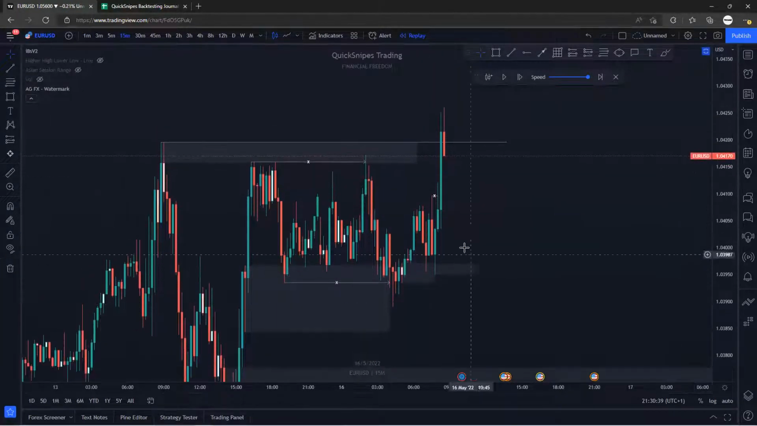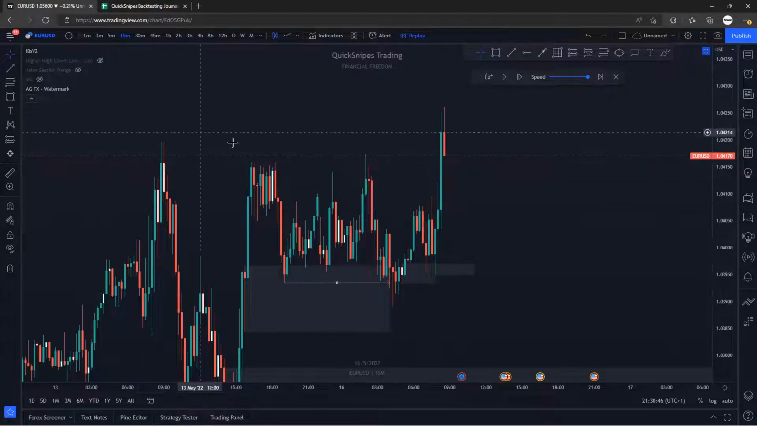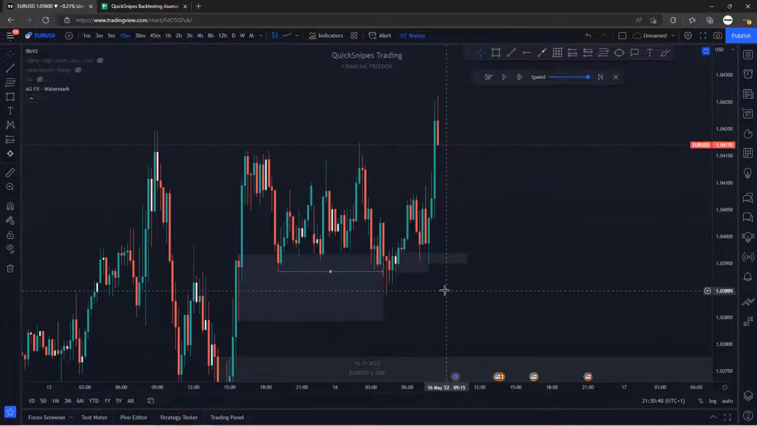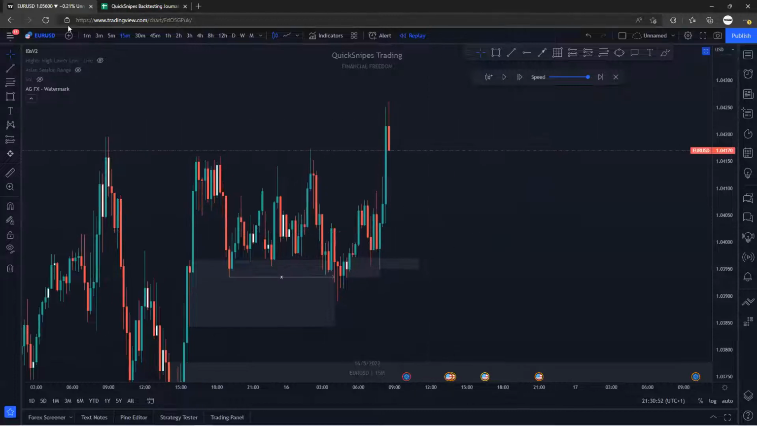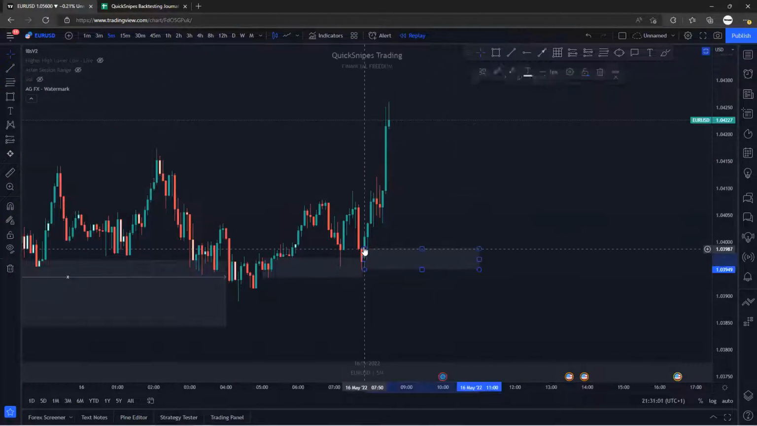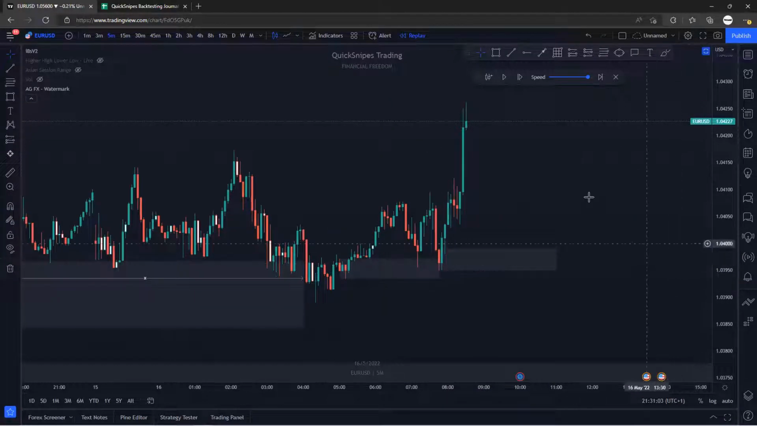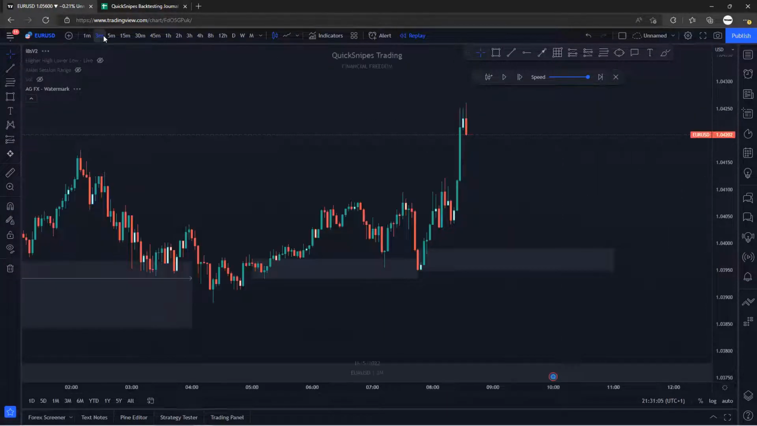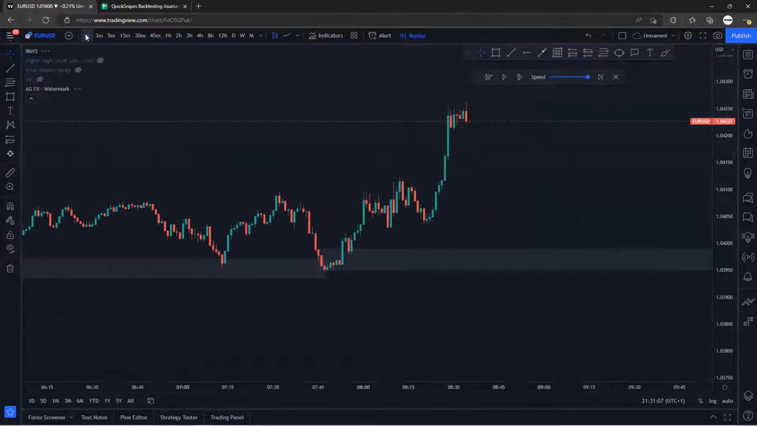Now, amazing. What can we see? We've had this supply fail. So demand is in control on the 15-minute. That demand has played out beautifully. Yes, we have this 15-minute liquidity wick, I guess. Let's check on the 5-minute for a nice entry. There we go, there's a nice entry. Maybe a 3-minute. Nothing too clean.